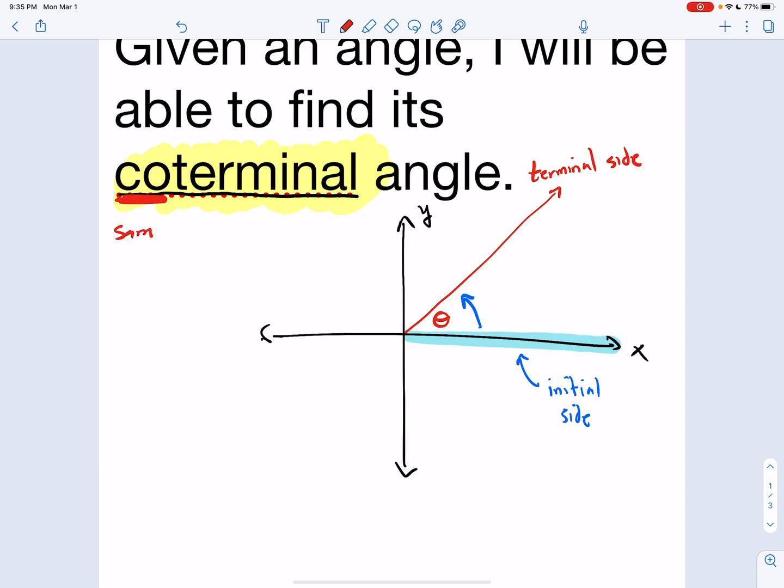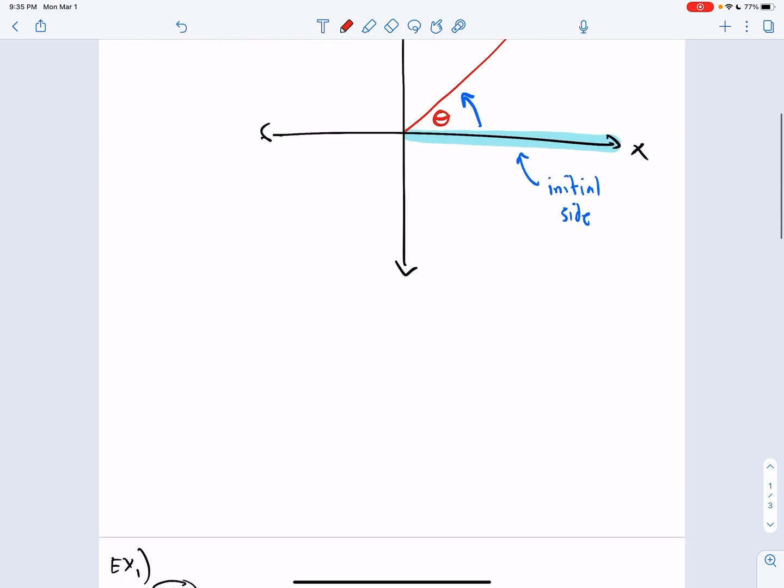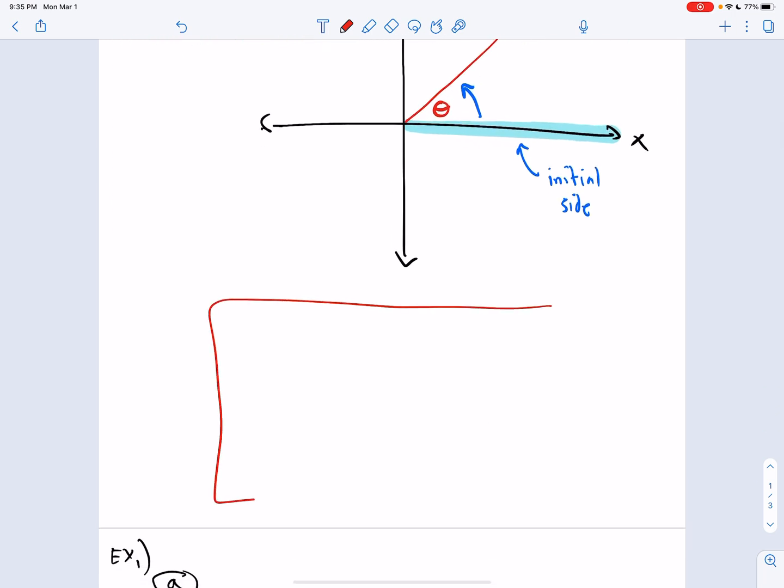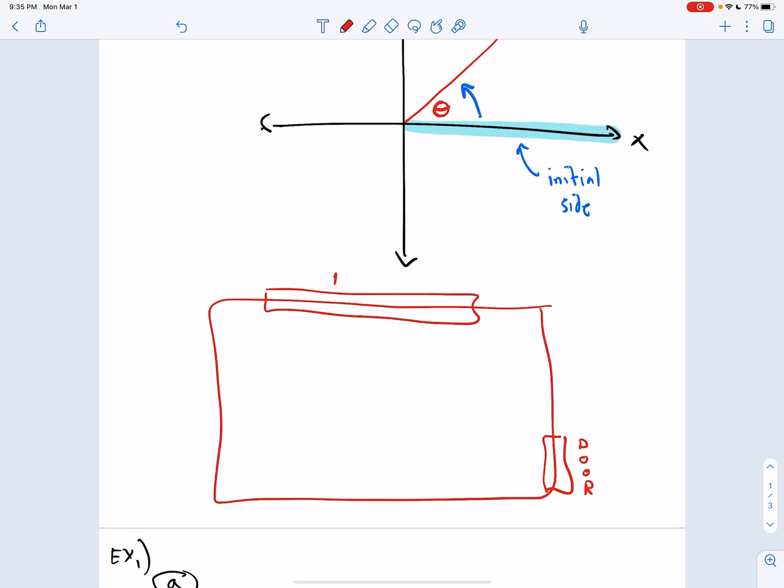So same terminal side. So for instance, something that you guys normally deal with. So let's say that you guys are in Mr. Lee's classroom. Here's the door. Okay. Here is the back of the room. Here's the front where the whiteboard is. And here are the windows right over here.